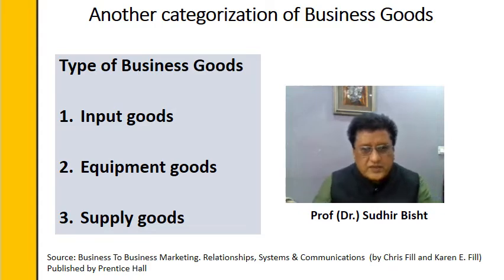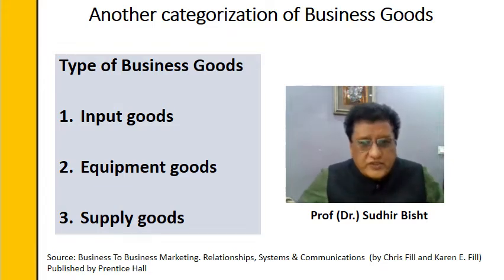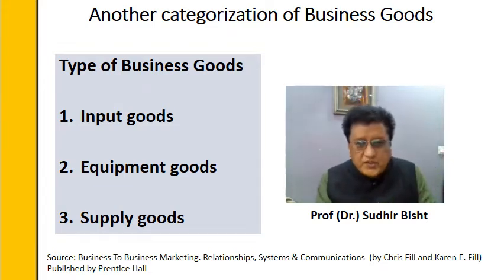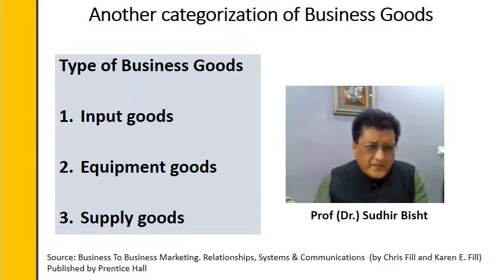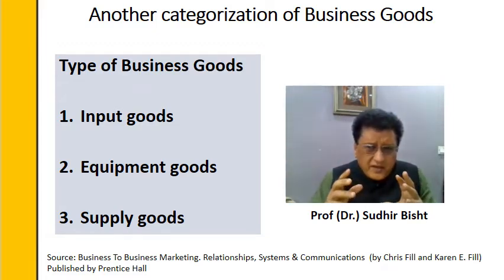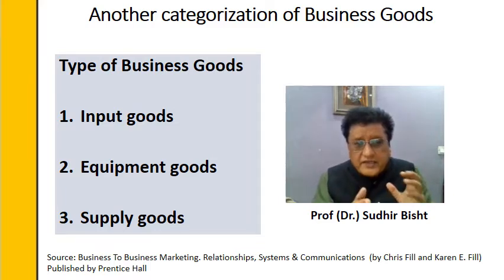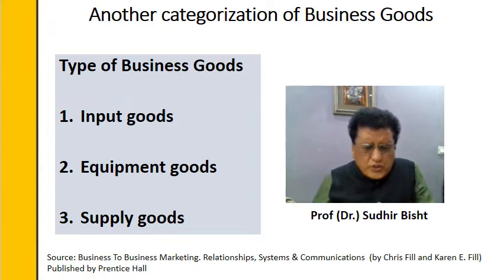So these authors have categorized business goods as input goods. Same as entering goods, but they call it input goods, which is raw material and semi manufactured parts which become finished items. I think this is also a very good categorization. So all raw material or all semi finished parts which become part of the finished item. But even a finished part, for example, a braking system for a two wheeler, is a finished part, but it is an input to the overall scooter or motorcycle, right?